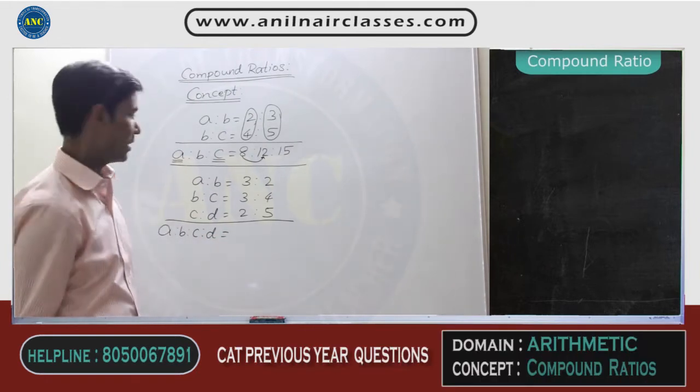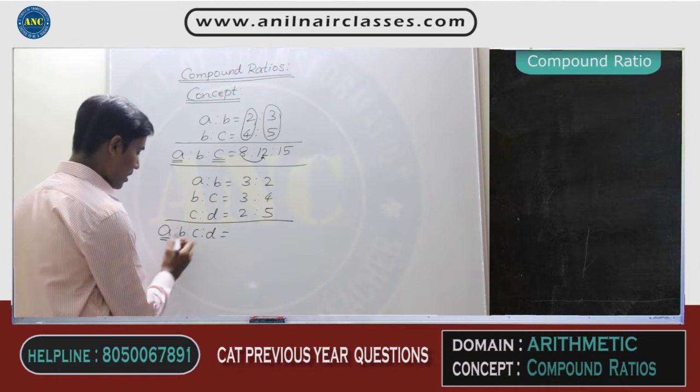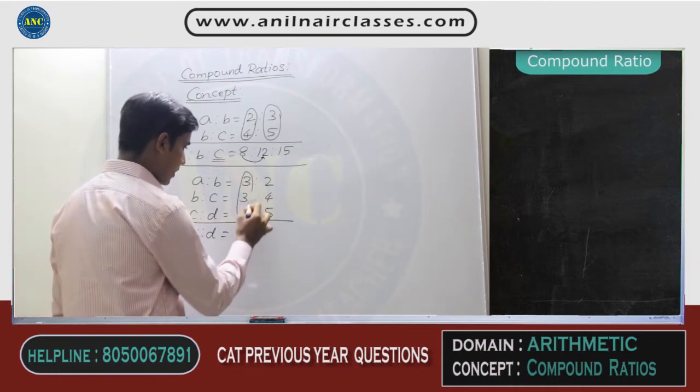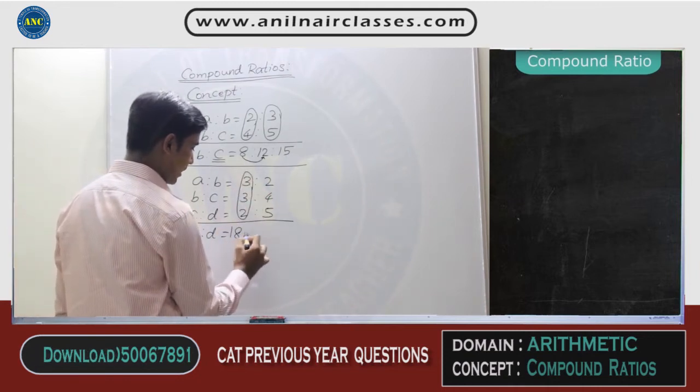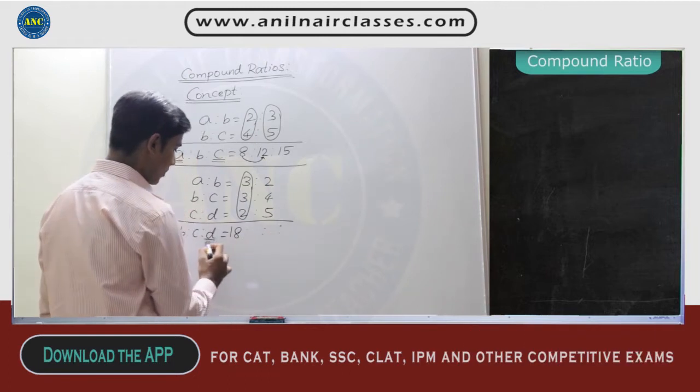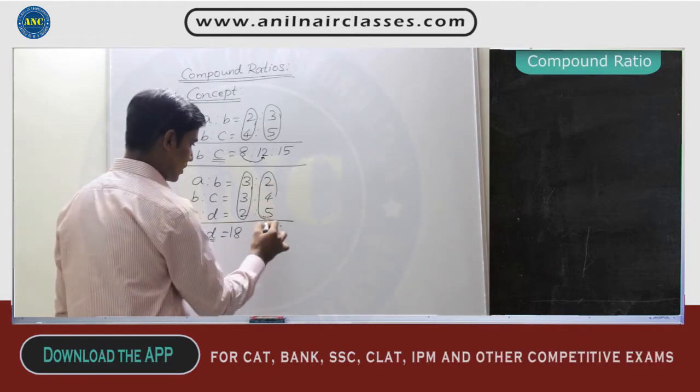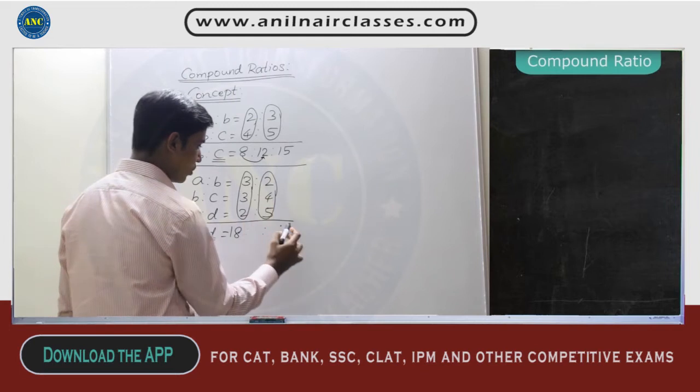Same logic I will apply here, sir. To get the first variable, multiply all the first terms. 3 into 3 into 2 is 18. Similarly, to get the last variable, multiply all the last terms. 2 into 4, 8, 8 into 5, 40.